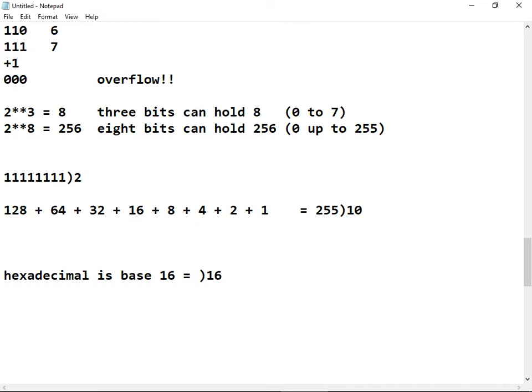I'll show you later. So it's got 16 digits. 0, 1, 2, 3, 4, 5, 6, 7, 8, 9. Uh-oh, ran out of digits. Well, we just got to pick 6 more to get up to 16. Why not pick the letters? It didn't have to be those letters. It could have been Q, R, S, T, U, V, W, X, Y, and Z.